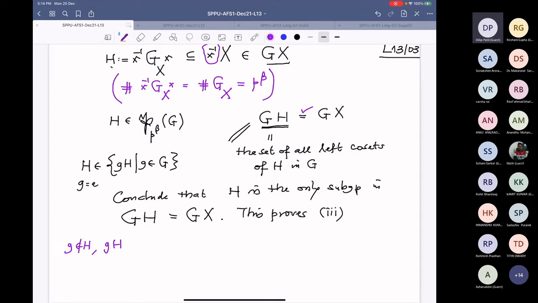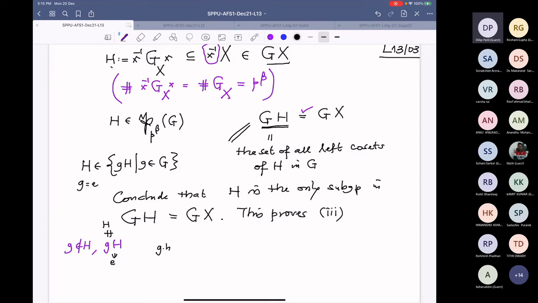Cosets which are not equal to H: suppose this coset is not equal to H, then it cannot be a subgroup. That is what you want to justify, no? Yes, sir. Now, if it is a subgroup, the identity should belong there. But where is the identity? Even if E belongs here, it will be G times H, and that H is not allowed to be G inverse because G inverse is not in H. Therefore, E will never be there.